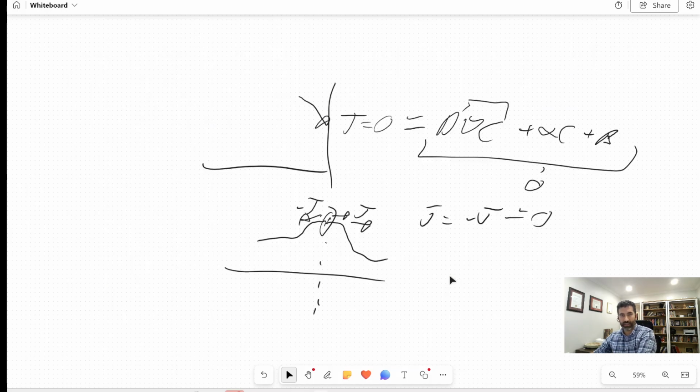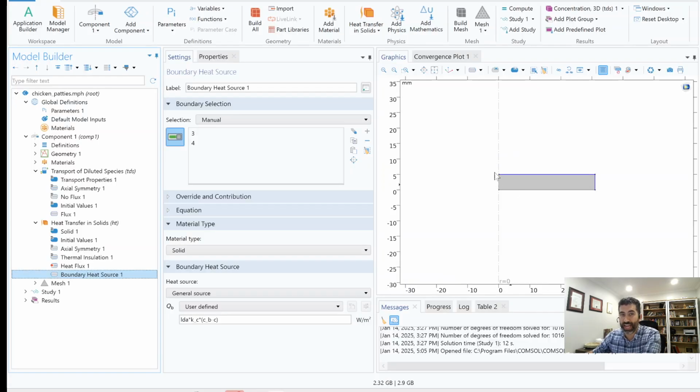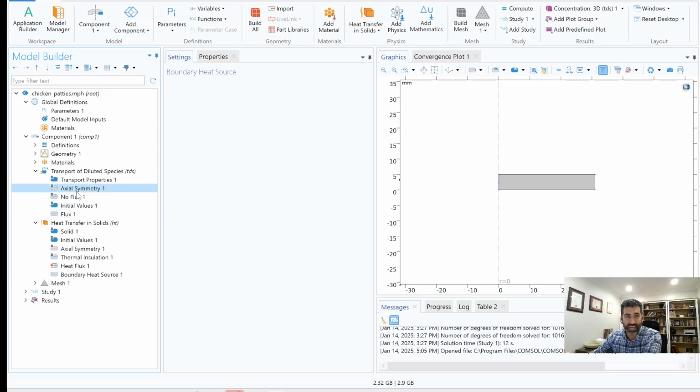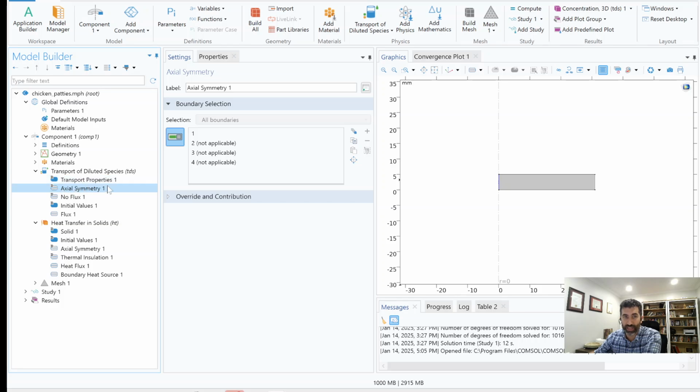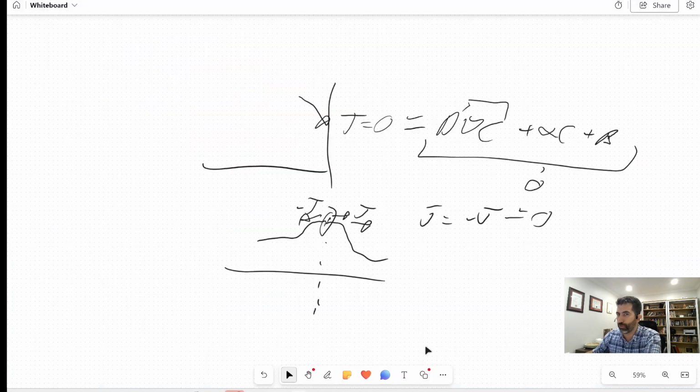Okay? And in the tutorial for Wednesday, let me just bring it up. We actually have two planes of this. Here we have this dashed line when we're looking at the chicken nugget or the chicken patty, excuse me. We have this dashed line, which is denoting that we have cylindrical symmetry. This is our axis of symmetry, and lo and behold, COMSOL has the nice nodes already implemented, axial symmetry. We also have a mirror symmetry on the bottom because we've cut our patty into half. And that's going to be insulation because that's the appropriate one there. It's not an axis of symmetry. Okay, let me go back to my whiteboard.